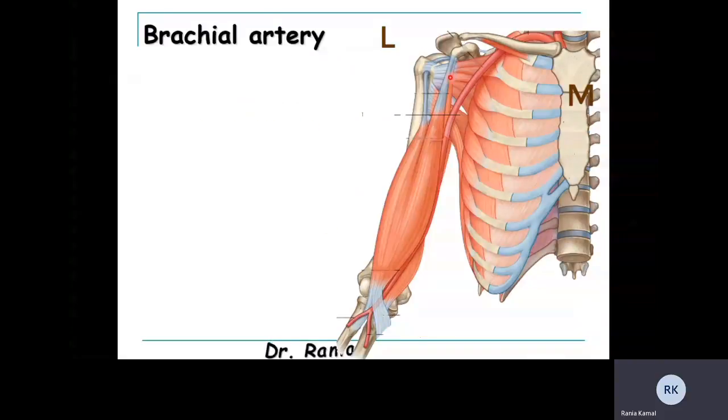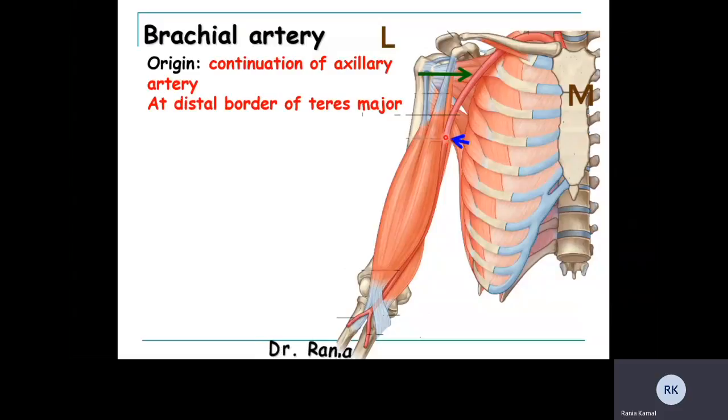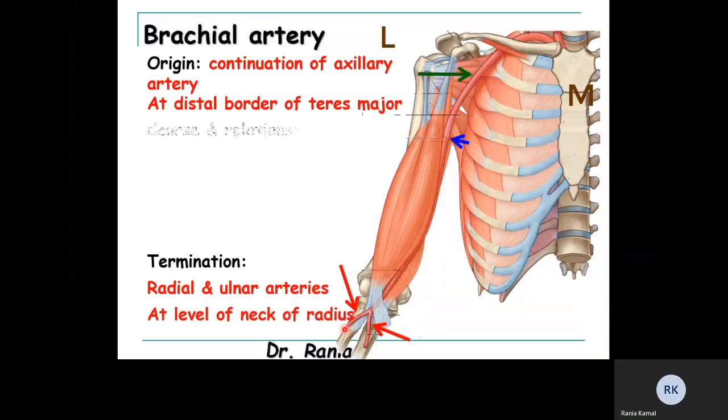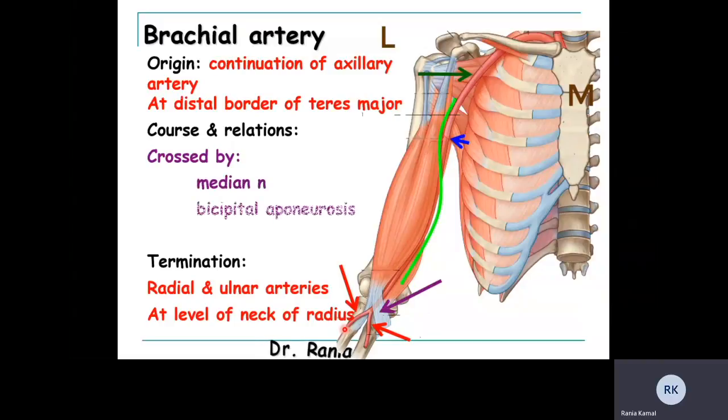Regarding the second artery, the brachial artery. It begins at the lower border of the teres major muscle as a continuation of the axillary artery. First, it runs on the medial aspect of the arm, then on the front of the arm to enter the cubital fossa. At its termination, at the level of the neck of the radius, it divides into the radial artery and ulnar artery.